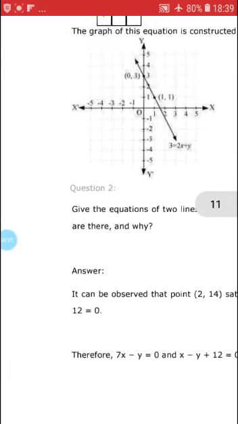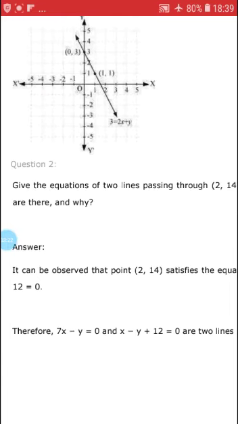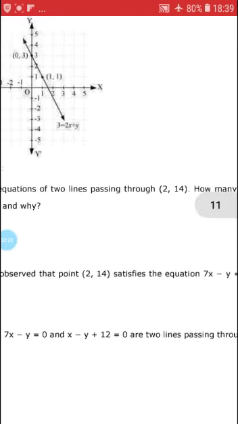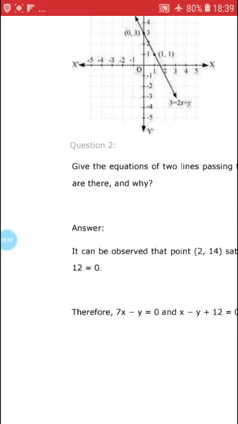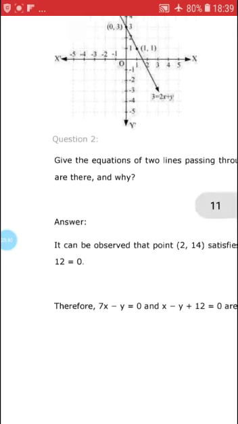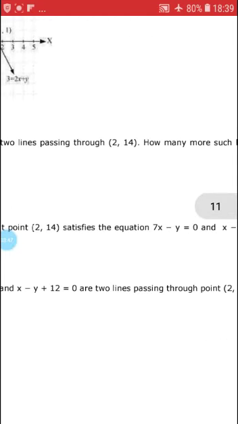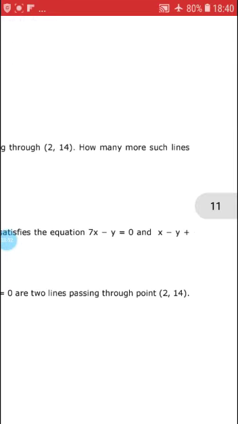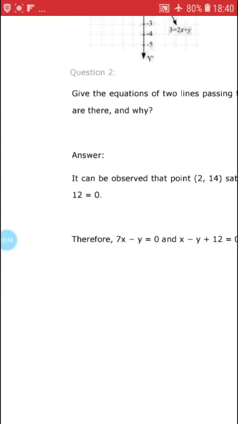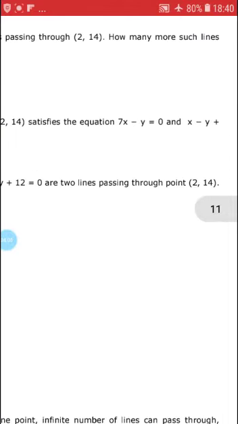Our second question is: give the equations of two lines passing through the point (2, 14). In this we have to write the equation. Here the x and y values are given. The question is: how many more such lines are there and why? You can use any expression that satisfies the point. Suppose we take 7x minus y is equal to 0 and x minus y plus 12 is equal to 0. In that way you can write as many equations as you can.